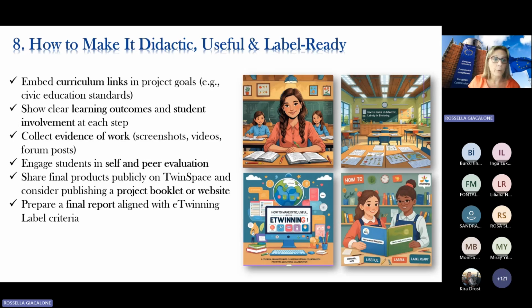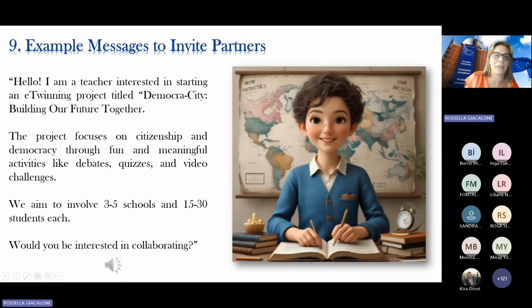And then another important point is the engagement of students in self and peer education, and then the sharing of final products in our TwinSpace, or in a project booklet, or in a website if we want. And then it's very important that we prepare a final report, and this final report has to be aligned with the twinning label criteria. So there are many things that we can do.